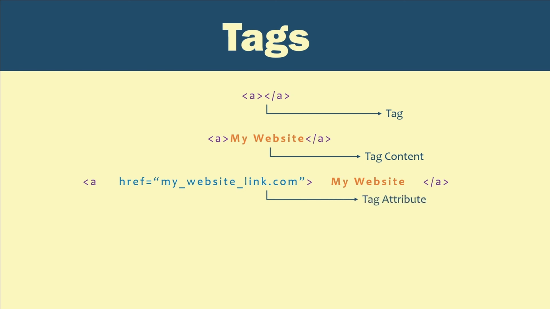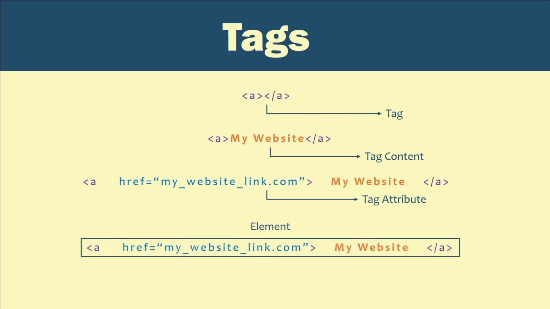Now href mywebsitelink.com is called the tag attribute, which tells more information about the tag to the browser. And if you combine tag content and tag attribute, it becomes an element. And if someone says that it is a tag, then the answer will be wrong because it has content and attribute, so it will be called as tag element.